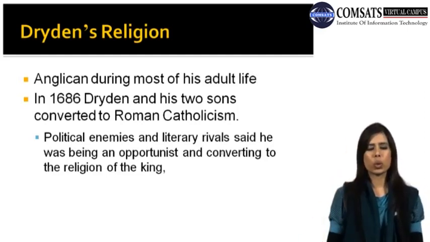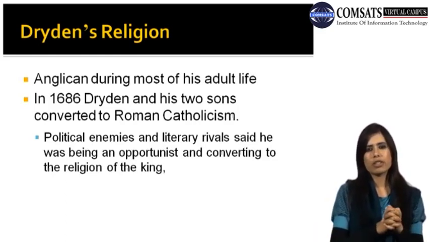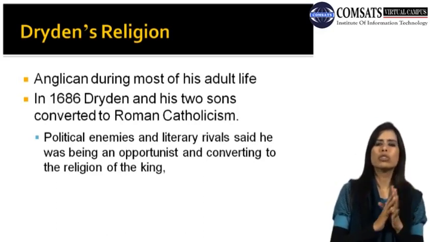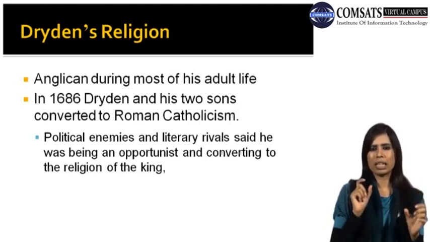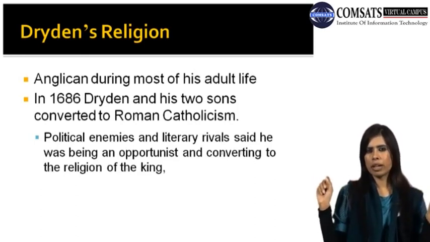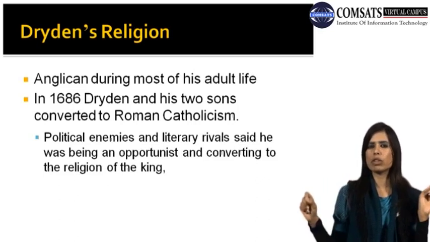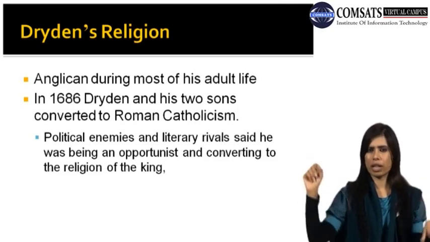Most of the people of that time, those who were his political enemies and literary rivals as well, used to say that he was an opportunist, and that he converted to the religion of the king. Basically Charles II belonged to Roman Catholicism. That is not something based on facts, but it was a thing which his political and literary rivals used to say: that just because of the king, and in order to avail good opportunities in life, he converted to the religion of the king of that time.